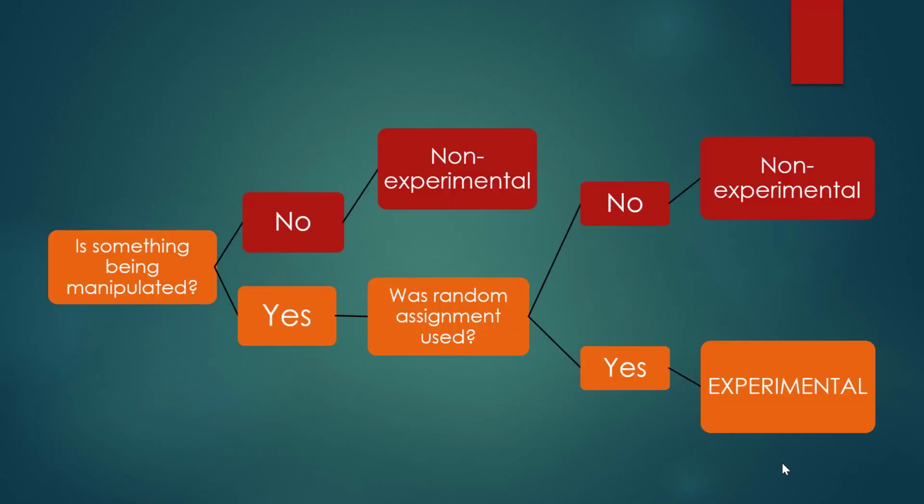So hopefully this looks familiar. I just want to remind you of the distinctions that were discussed between our experimental and our non-experimental designs. We're looking to see if something's being manipulated. If yes, was random assignment used? If yes, it's experimental. Now, when we get into quasi-experimental, sometimes it looks like something's being manipulated. So then we have to look and see, well, was random assignment used? Are there controls there? And if not, that's when it also becomes non-experimental in nature.